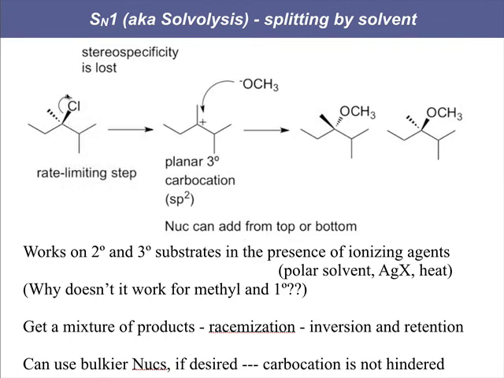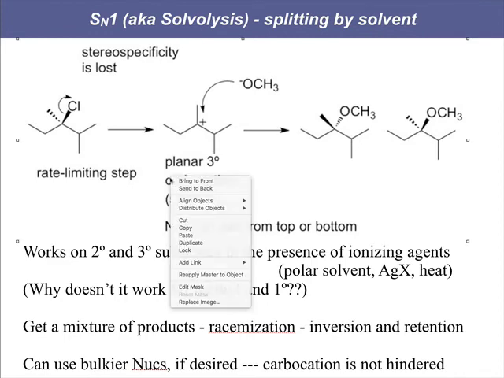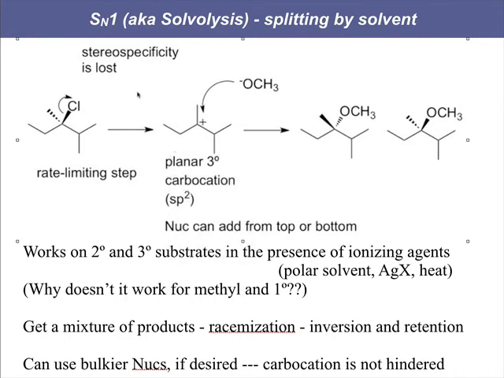Leaving group leaves first. That gives us a stable, tertiary, planar, sp2 hybridized carbocation, which means that the nucleophile can add from the top face or the bottom face, which means we get both stereochemical outcomes. These are formed in equal proportions. There's no reason why the nucleophile would want to add from the top of the planar cation rather than the bottom. Equal.